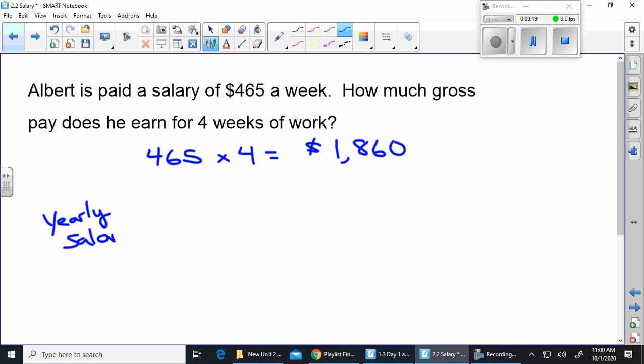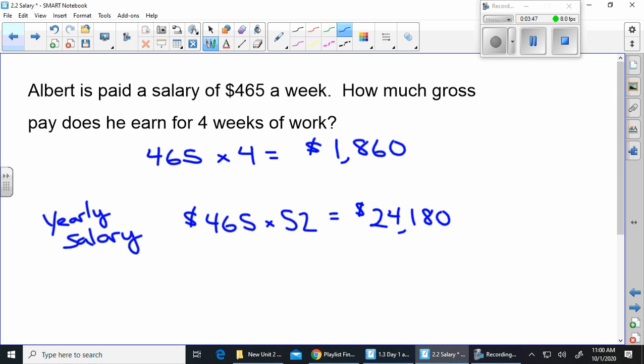Now, I could say to you, what's his yearly salary? Well, if I ask his yearly salary, you would have to know that there's 52 weeks in a year. You can't just say like 4 weeks is a month and multiply 1860 by 12. You have to take into account those months that have more days. 465 times 52. He's making $24,180 for the year. So I just really have to know those numbers.